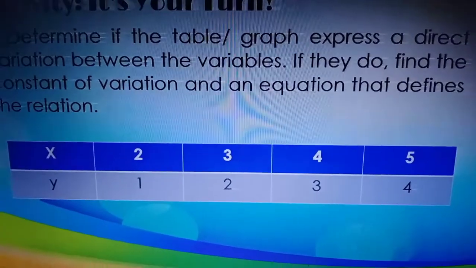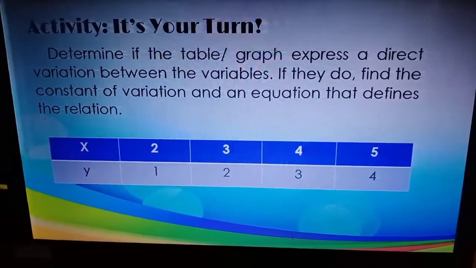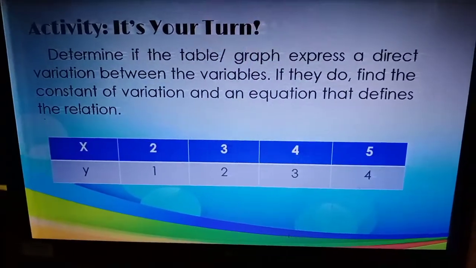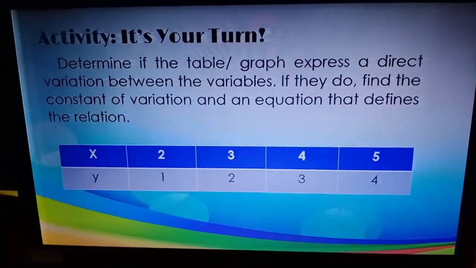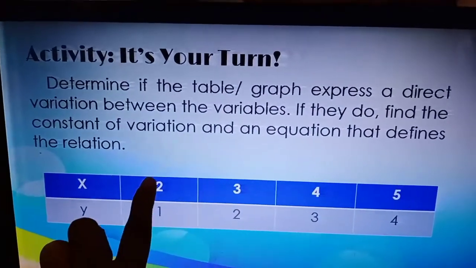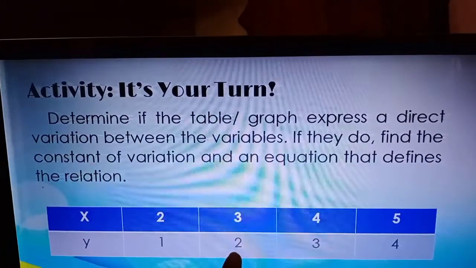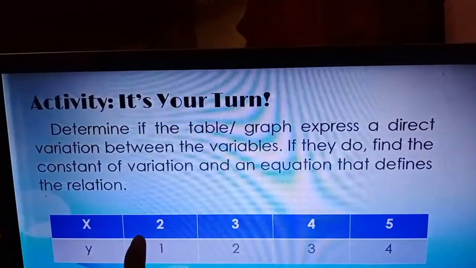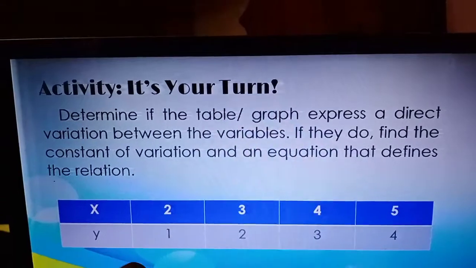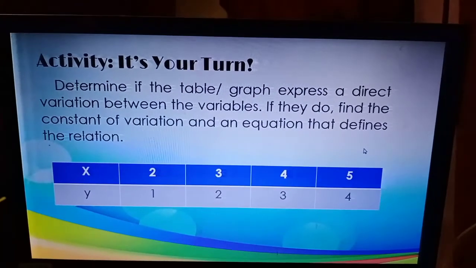Here's another example, another table. So we will determine whether this one is a direct variation or not. For this to be a direct variation, there must be a constant ratio of y over x. So the first ratio is 1 over 2, or 1/2, and then here we have 2 over 3. From 1/2 and 2 over 3, we can already say that this table does not express a direct variation because the ratios are not equal.